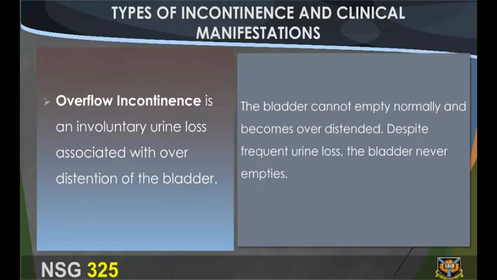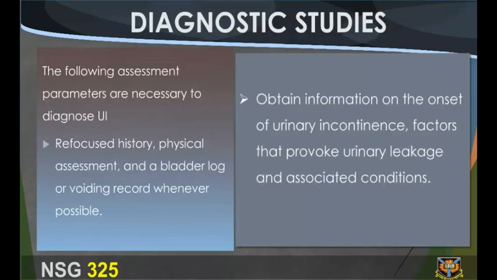Overflow incontinence is an involuntary urine loss associated with over-distension of the bladder. The bladder cannot empty normally and becomes over-distended. Despite frequent urine loss, the bladder never empties.